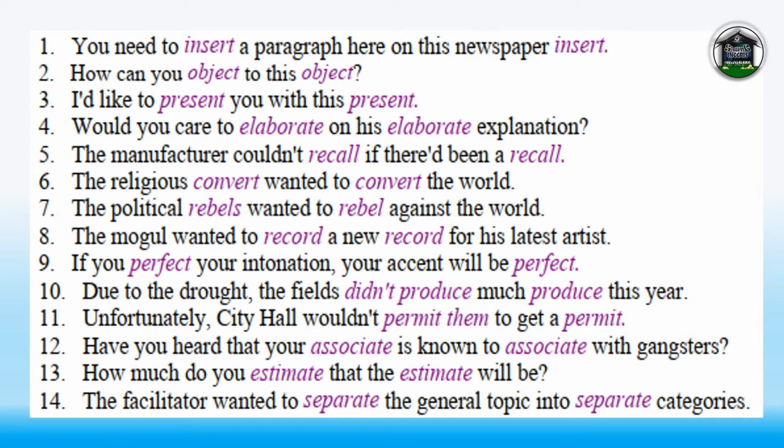7. The political rebels wanted to rebel against the world. 8. The mogul wanted to record a new record for his latest artist. 9. If you perfect your intonation, your accent will be perfect. 10. Due to the drought, the fields didn't produce much produce this year.